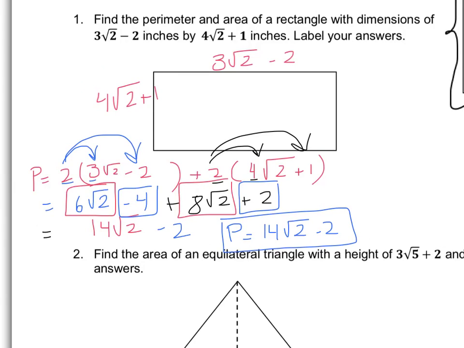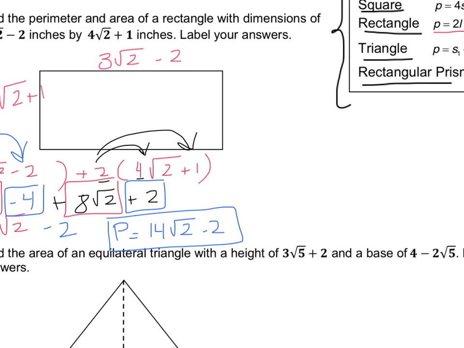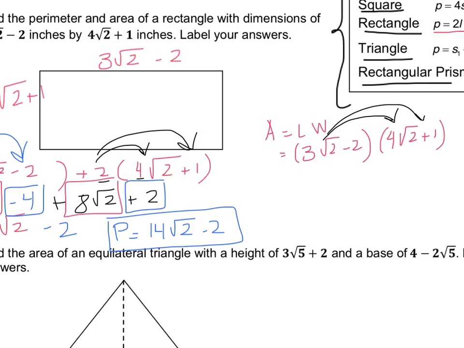Now to find the area, what you need to do is multiply L times W. So the L, let's say it's 3 radical 2 minus 2, and the width in this case is 4 radical 2 plus 1. Again, you need to simplify your answers, so you need to distribute. Now it would be a good time to pause the video and try to finish the answer for this one. Now let's do this together.